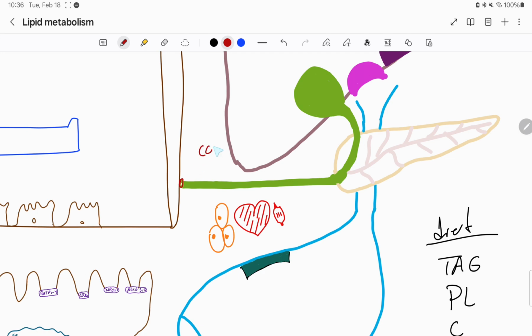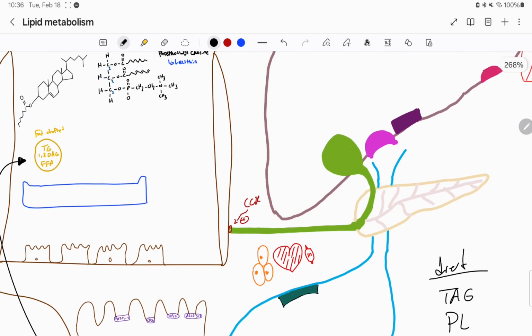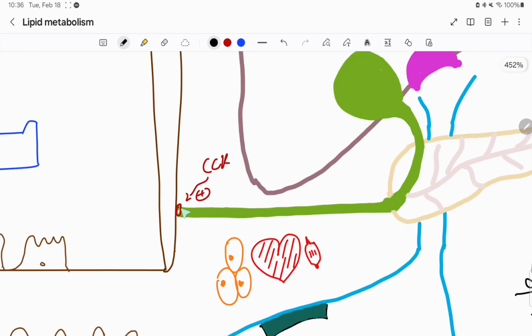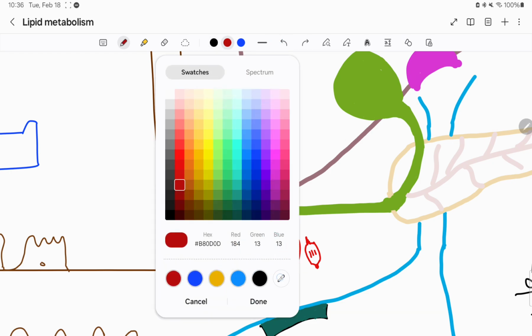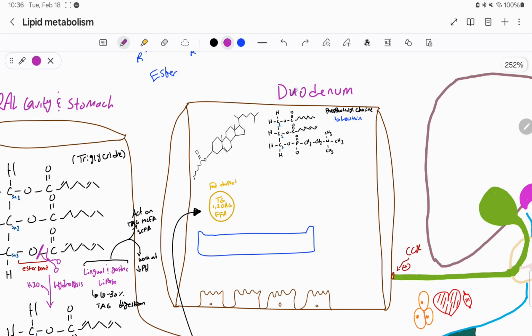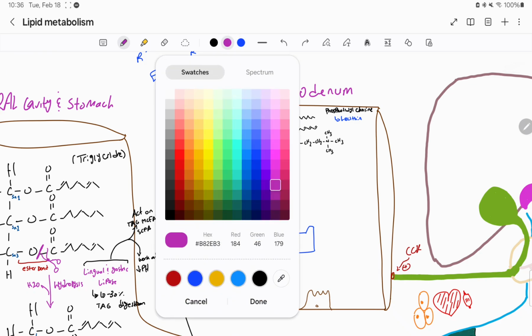In the presence of a hormone called cholecystokinin, this sphincter will relax and open up and release the digestive enzymes and bile contents. So what is it releasing, guys? It's releasing many things. Let's color code these, to stay consistent with the enzyme color.